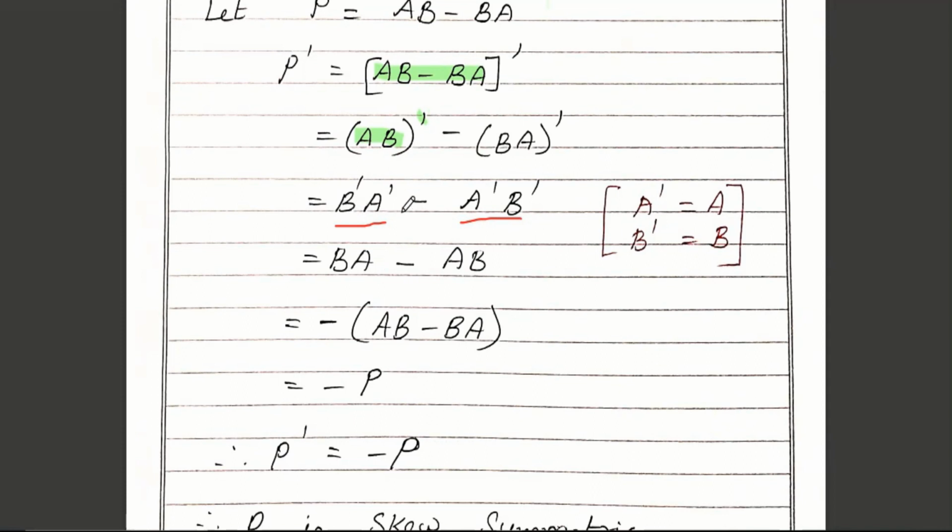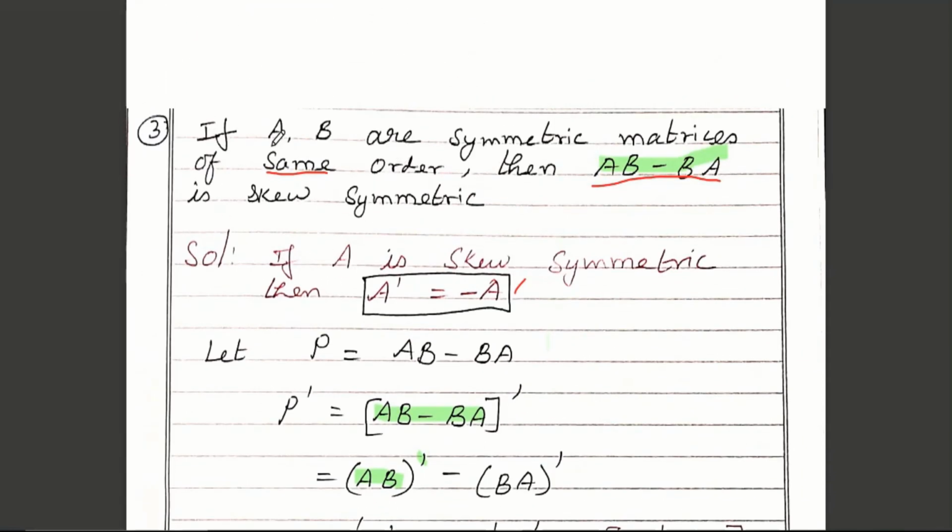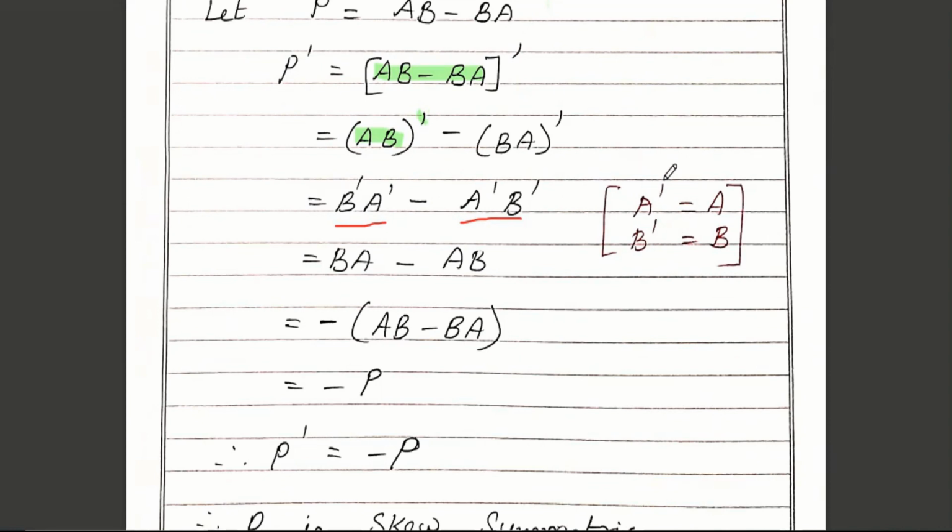In the next step, B transpose A transpose has turned into BA. Why? Because in the given question, A and B are symmetric. What do you mean by symmetric? The condition for symmetric is A transpose equals A, B transpose equals B. This is already given in the question. So in this place, B transpose is substituted by B, and A transpose is substituted by A. Here also, the same: A transpose is replaced by A, and B transpose is replaced by B, right?